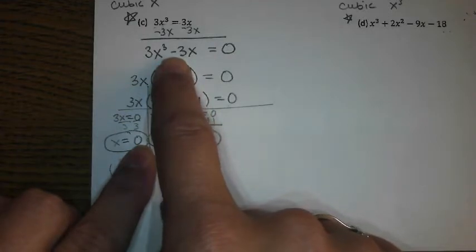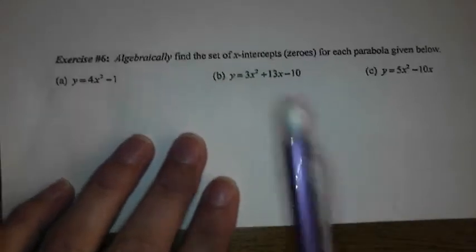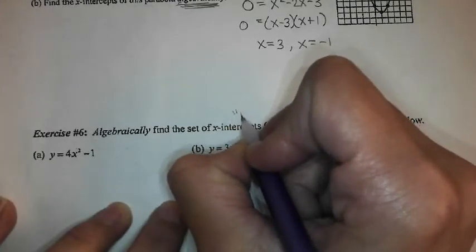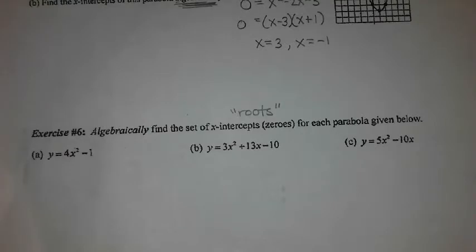Does that make sense? So when you see find the x-intercepts, or you see find the zeros, or there's one more word, you see find the roots, that all just means solve. Because your solutions are the x-intercepts. Your solutions are the roots. Your solutions are the zeros. All those words mean the same thing.